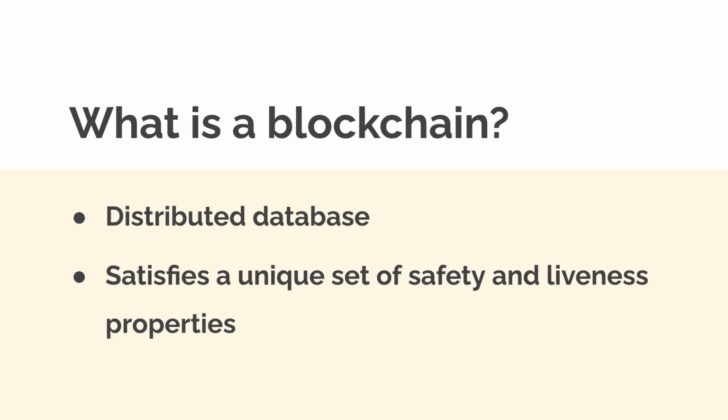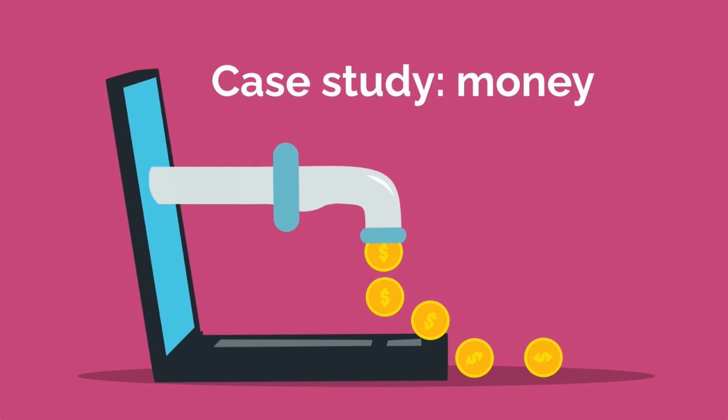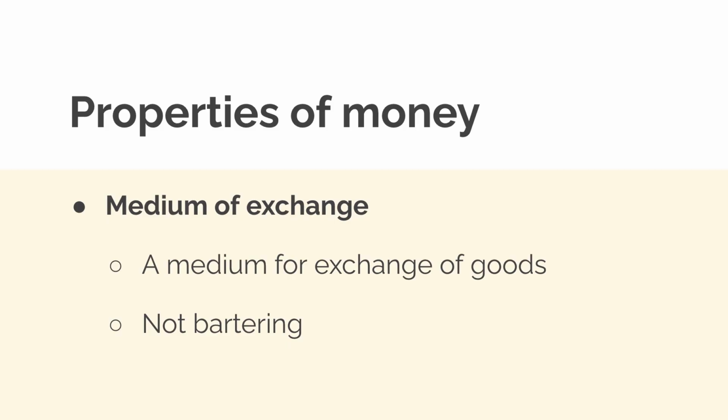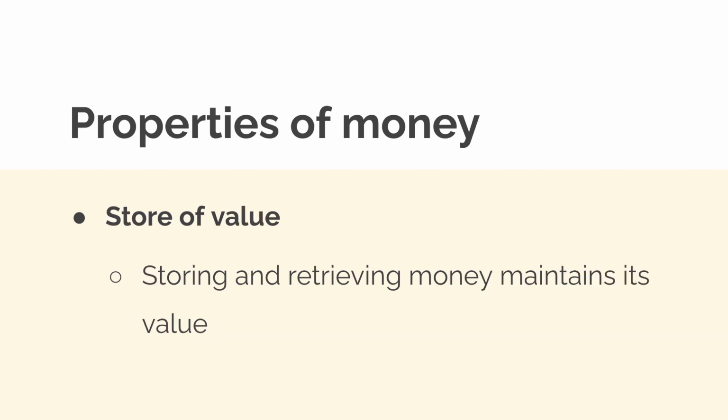What is a blockchain? You can think of a blockchain as a distributed database. It satisfies a unique set of safety and liveness properties. Let's look at a case study of money. There are several properties of money. For example, it's a medium of exchange. It allows you to exchange goods, and it's not a bartering system, which is where you trade actual goods. Money is the medium. As well, the store of value of money is that storing and retrieving money maintains its value.